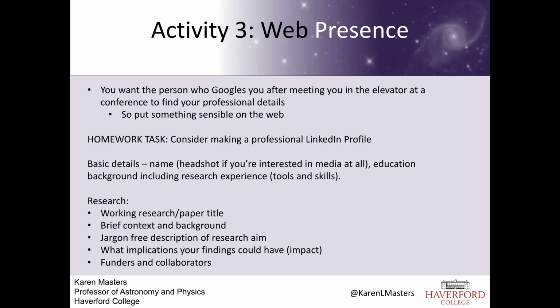You can include just basic details, a name, a professional picture of yourself, so it's not the profile picture from Facebook, some details of your education background, and you should include your research experience, including the topic, but also the tools and skills that you have developed through this research experience. If you're going to write about your research, you want to include some kind of working research title or paper title, brief context and background, a jargon-free description of your research aim, what implications your findings could have, and if you're not sure, that's a discussion to have with your supervisor. And you might want to include names of funders and collaborators.